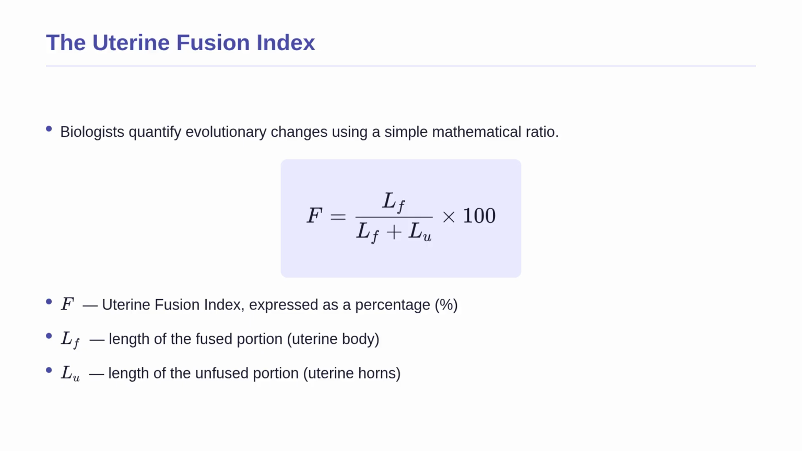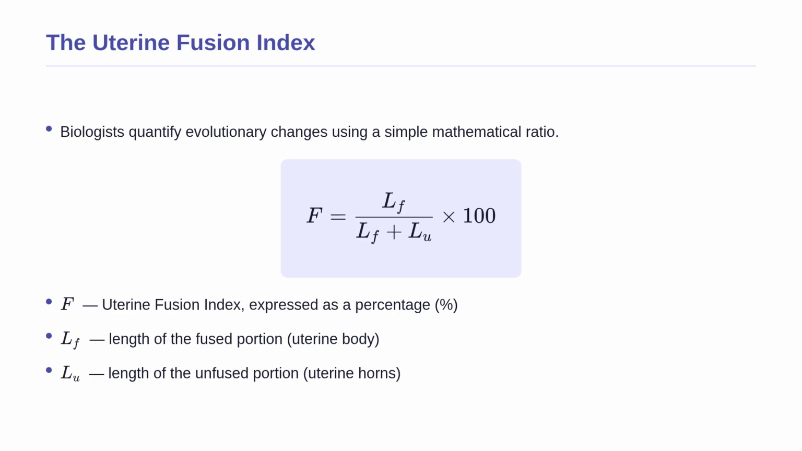To scientifically classify and compare these different uterine shapes, biologists use a mathematical formula called the uterine fusion index. This formula calculates the percentage of the reproductive tract that is fused into a single body. In this equation, F represents the uterine fusion index, expressed as a percentage. The variable L sub F stands for the length of the fused portion of the uterus, or the uterine body. The variable L sub U represents the length of the unfused portion, which are the separate horns.